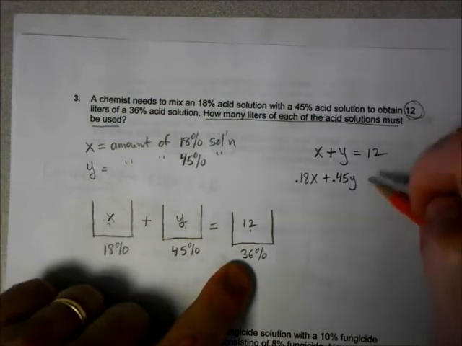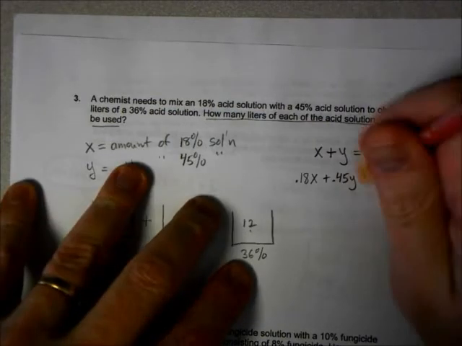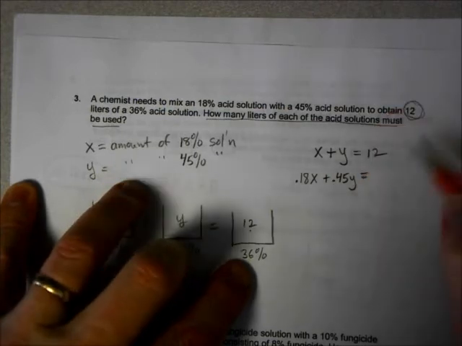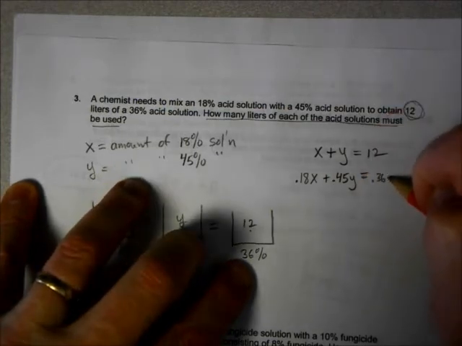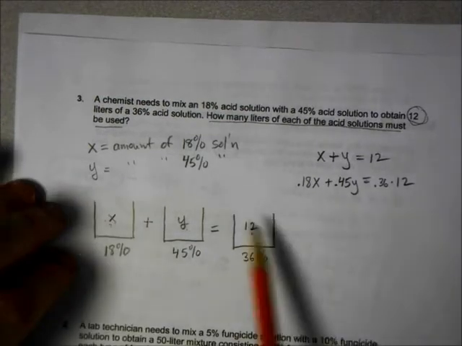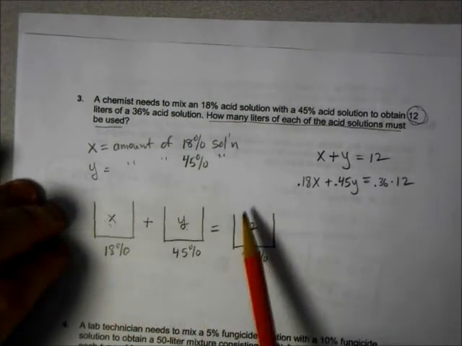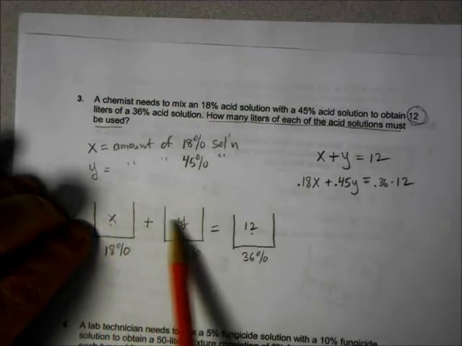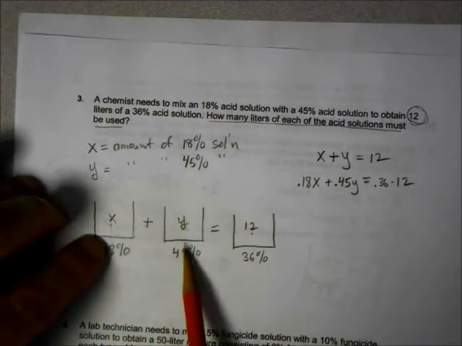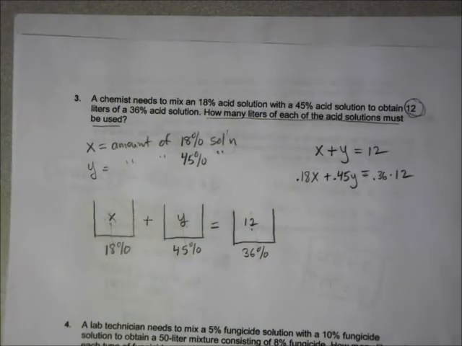And then when I get done, this is how much acid I have. So this would be 0.36 times 12. All right? So if you draw this picture, there's how you're going to get your two equations. You're going to go straight across. That's going to give you one equation. And then you're going to multiply, multiply, multiply, and that gives you your second equation.